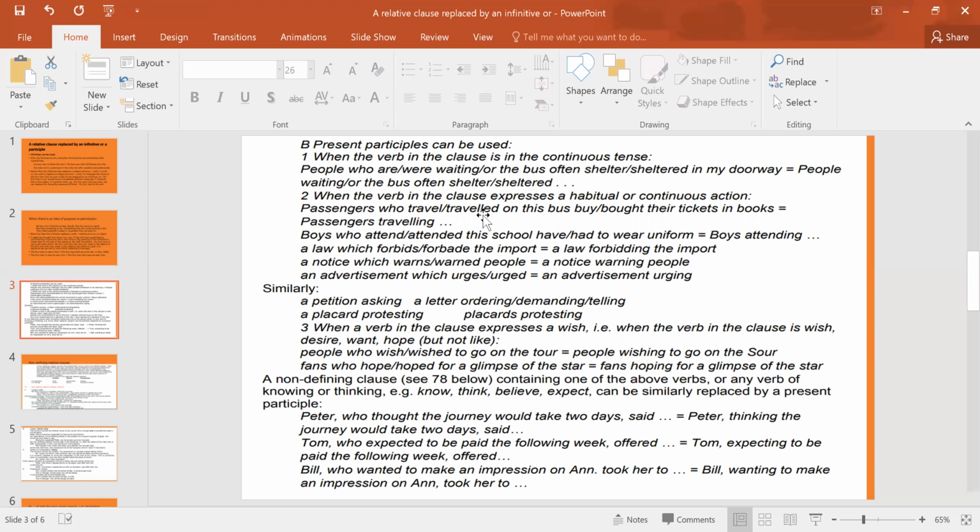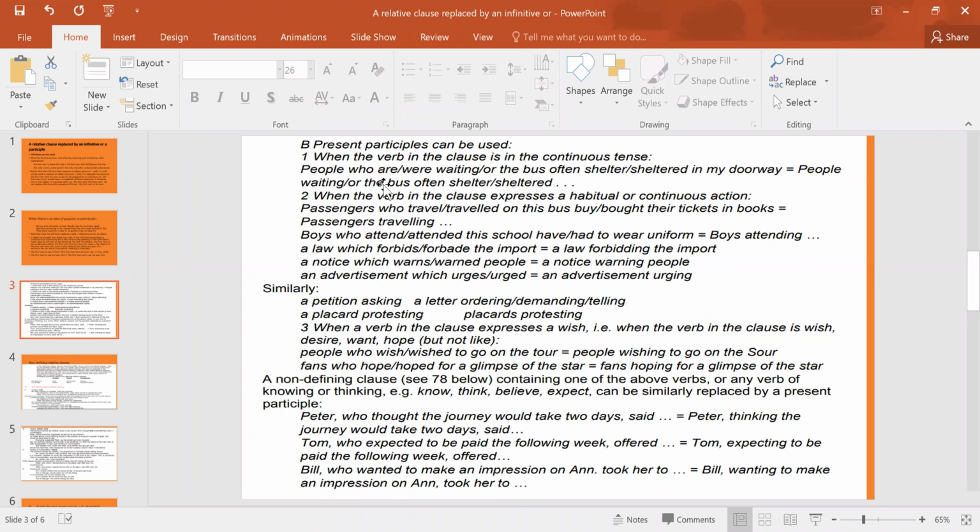Sorry, it's a typing mistake again here. Actually, this is not "are", this is "for", all right? People who are or were waiting for the bus often shelter or sheltered in my doorway. It means people waiting for the bus often shelter or sheltered in my doorway. So you can replace this present participle with "who are" or "who were" as well.